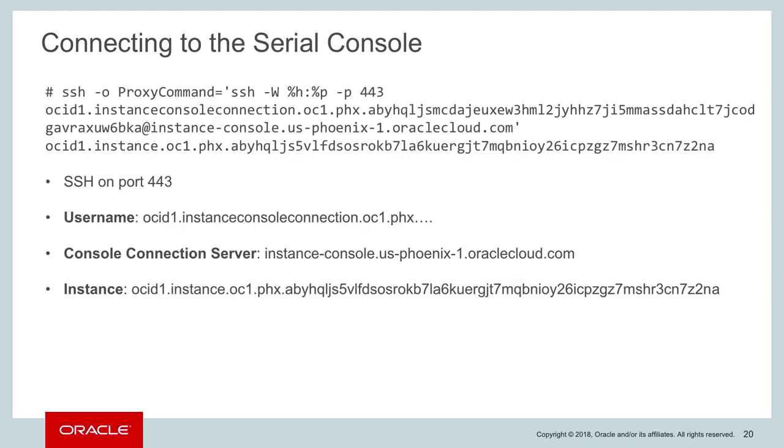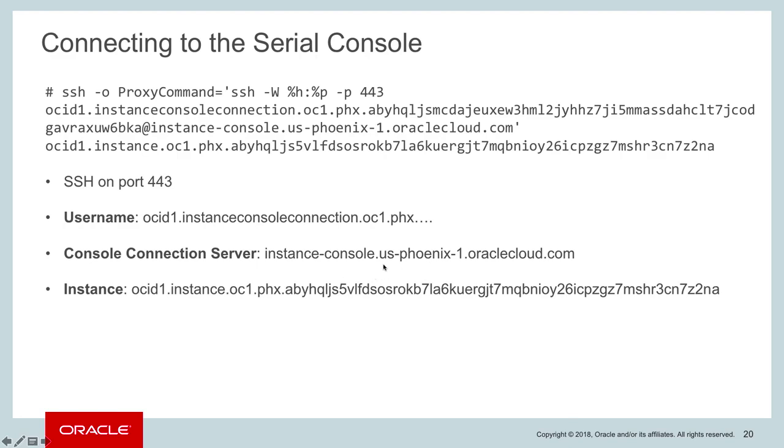So just to give an idea, this is one of the strings that you can copy, right? So you're doing an SSH on port 443, and the username here for the SSH is actually your instance console connection, the OCID of that instance connection that you created. And you're connecting to a console connection server. So there's a jump host behind the scenes to support that console connection for all the servers. In this case, it is that URL, right?